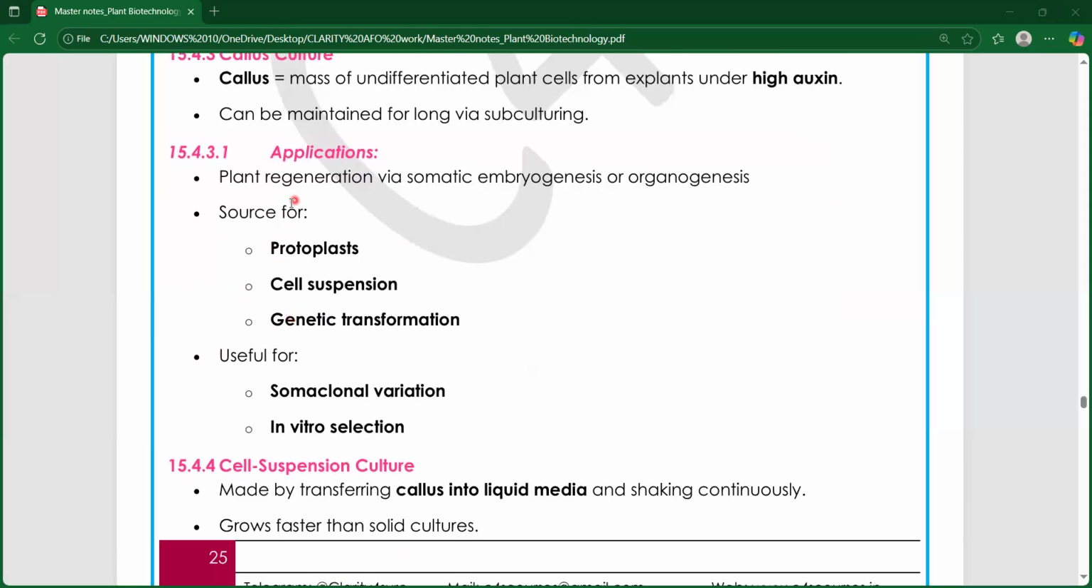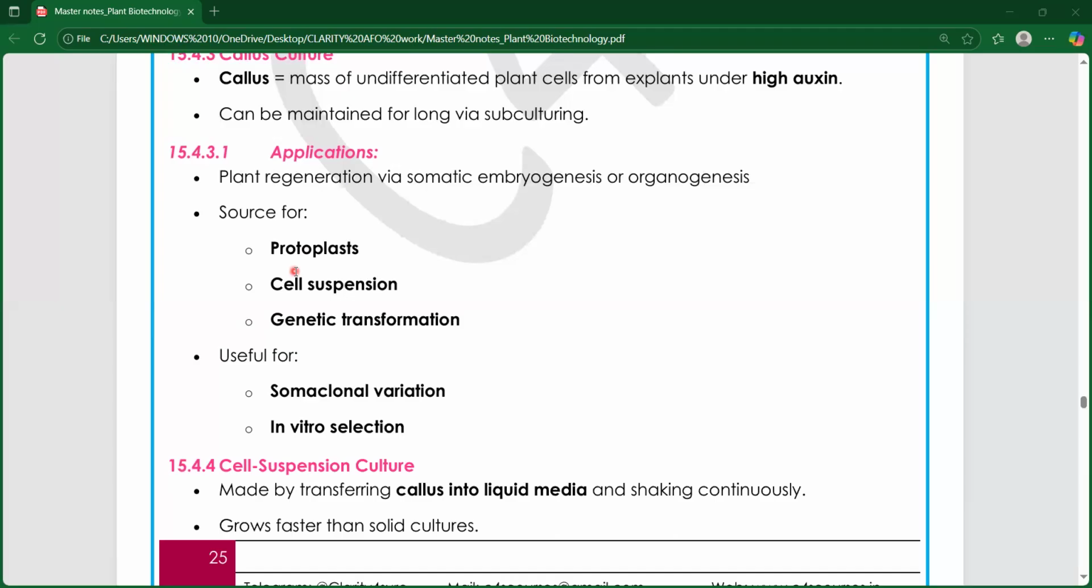The applications can be plant regeneration through organogenesis. I mean, we can regenerate plants through somatic embryogenesis and organogenesis processes, right? Then there is use as a source of protoplasts. Okay, protoplast is when there is no cell wall present in a cell. That cell without the cell wall part is called a protoplast, right?